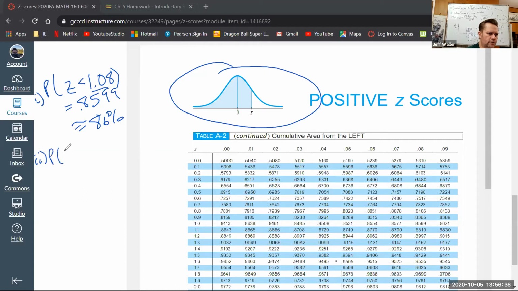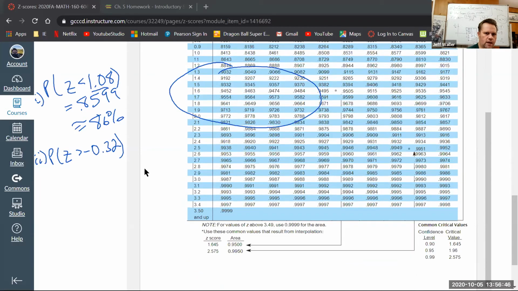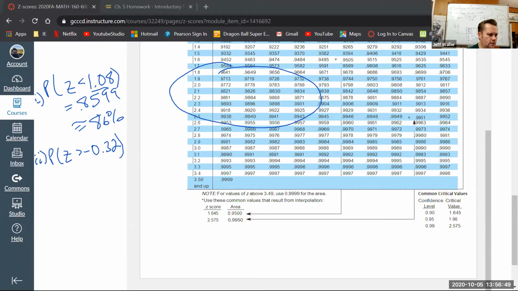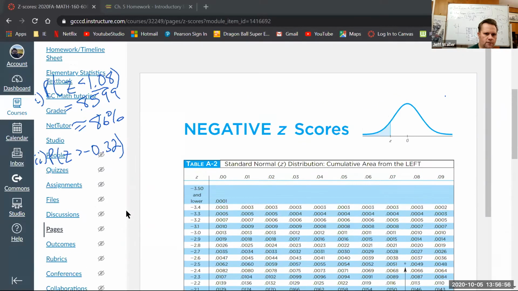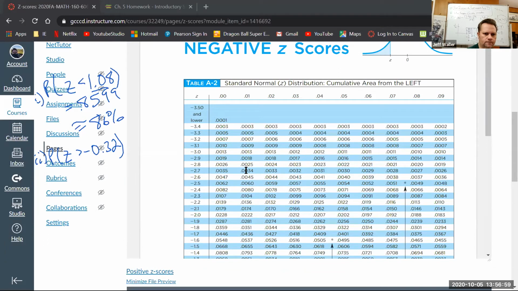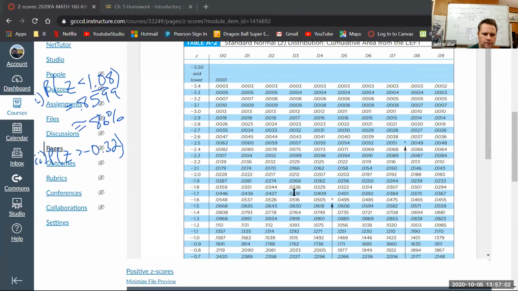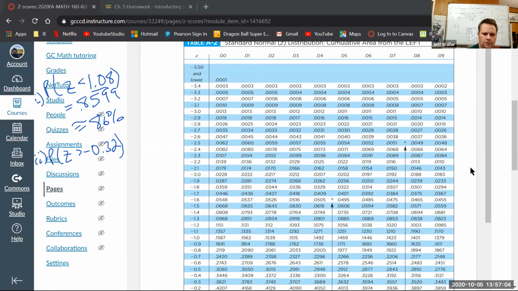What's the probability that z is greater than negative 0.32? Now I got to use the negative chart. Let me get rid of this circle. Let me scroll up to the negative. There it is. You're going to have to trust me a little bit because it's going to go off the page. Too bad. Greater than negative 0.32.